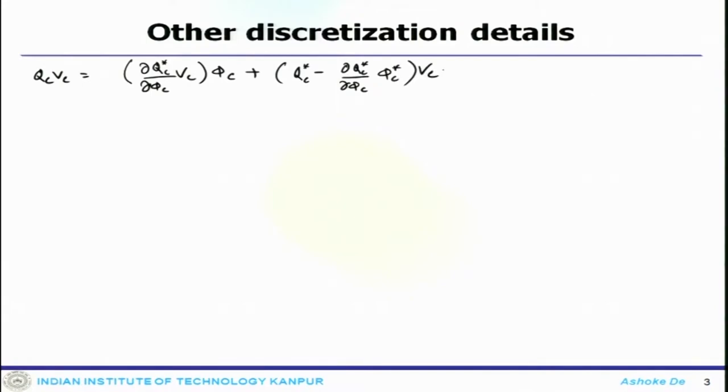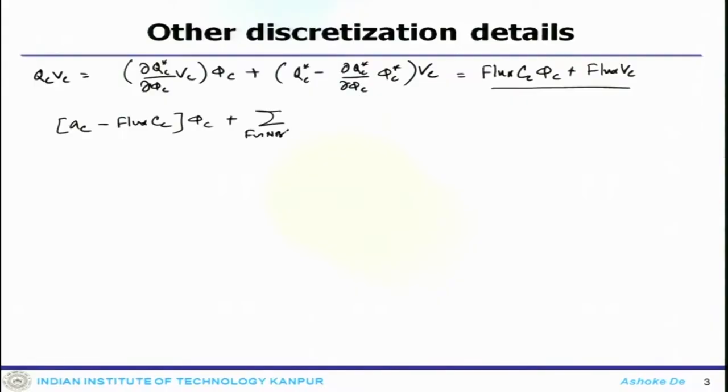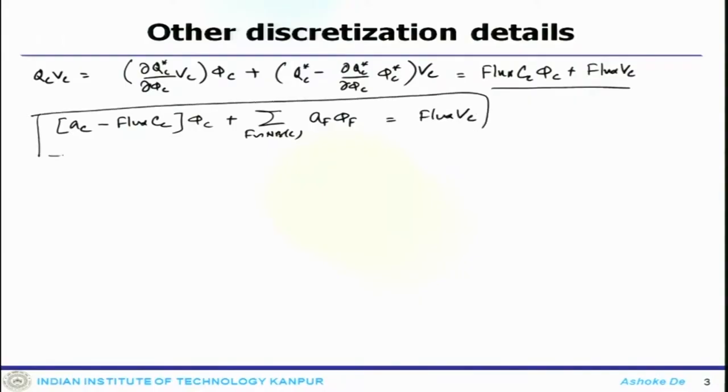So, that is what you get, which you can think of as the two linearization coefficients, flux C C phi C plus flux V C. So, that way one can think about that. Now, once you put this back in the algebraic equation, it looks like minus flux C C phi C plus summation over neighbours of a_f phi f equals flux V C. So, that is what it gets you back.